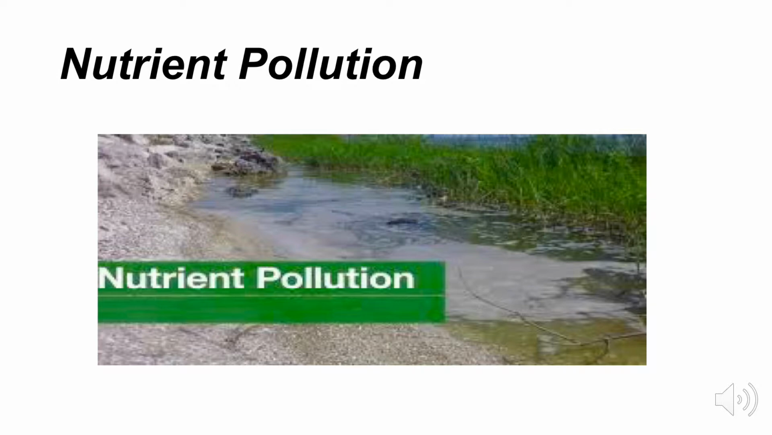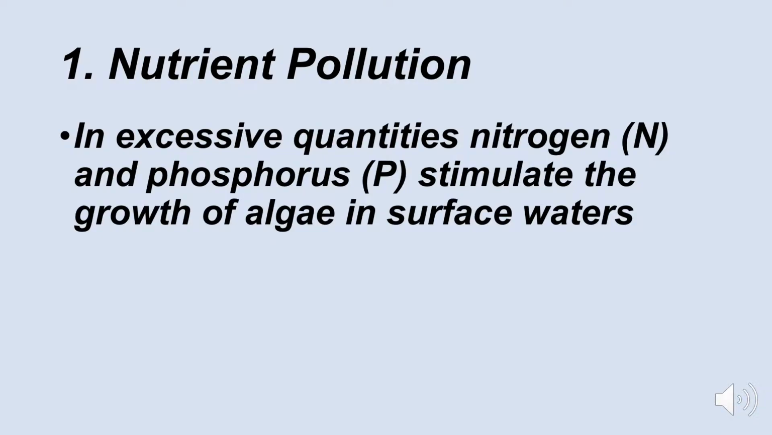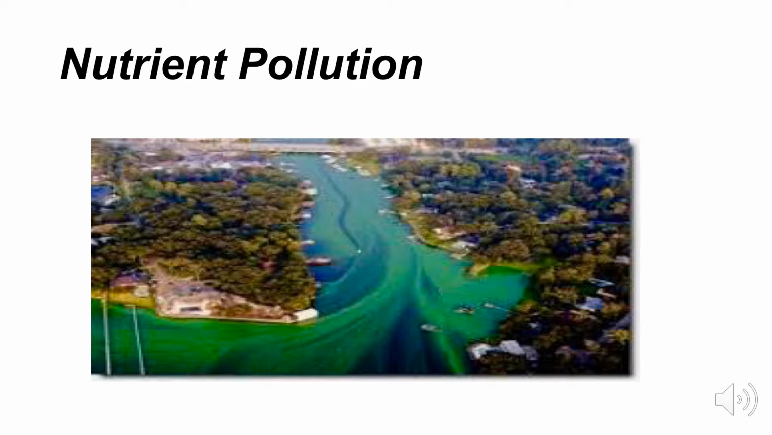And when we talk about nutrient pollution, there are lots of different nutrients that can pollute water, but we're really interested in two specific nutrients that are very biologically active in waters. So in excessive quantities, the nutrients nitrogen and phosphorus can stimulate the growth of algae in surface waters and cause all kinds of problems with water quality and all kinds of problems for aquatic organisms that live within these water bodies. Here's an aerial photo of where we have algae growth, basically caused by excessive nutrients, nitrogen, and/or phosphorus.